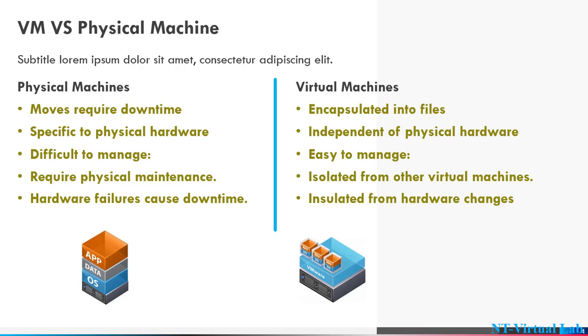A physical machine requires some physical maintenance, but a virtual machine does not, because it is completely isolated from other virtual hardware. A hardware failure causes downtime in your physical machine, but a virtual machine is insulated from hardware change. If you are changing any hardware on your host, you can move your virtual machine to another host, then maintain your physical hardware server, and then move your virtual machine back to the original host server. So there are some differences between virtual machines and physical machines.